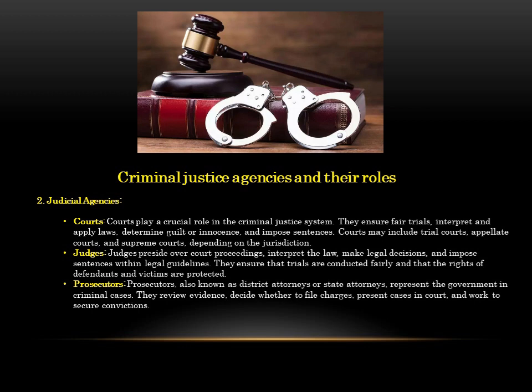Judges. Judges preside over court proceedings, interpret the law, make legal decisions, and impose sentences within legal guidelines. They ensure that trials are conducted fairly and that the rights of defendants and victims are protected. Prosecutors. Prosecutors, also known as district attorneys or state attorneys, represent the government in criminal cases. They review evidence, decide whether to file charges, present cases in court, and work to secure convictions.